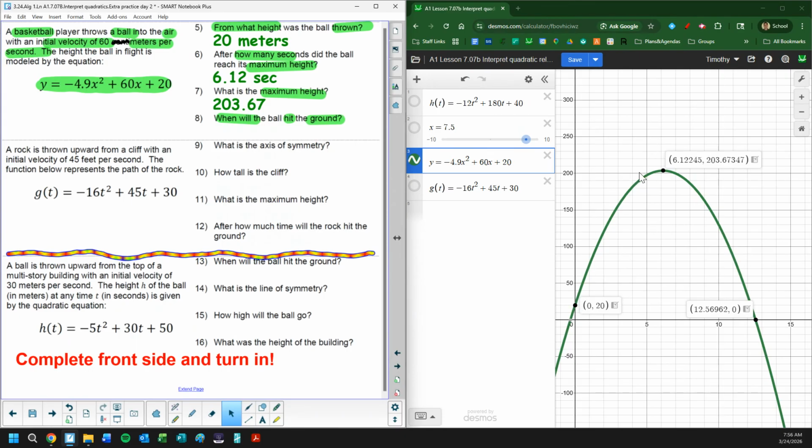And when will the ball hit the ground? What goes up must come down, and the 12, that's going to be closer to, let's see, 56, 57 is going to be it.